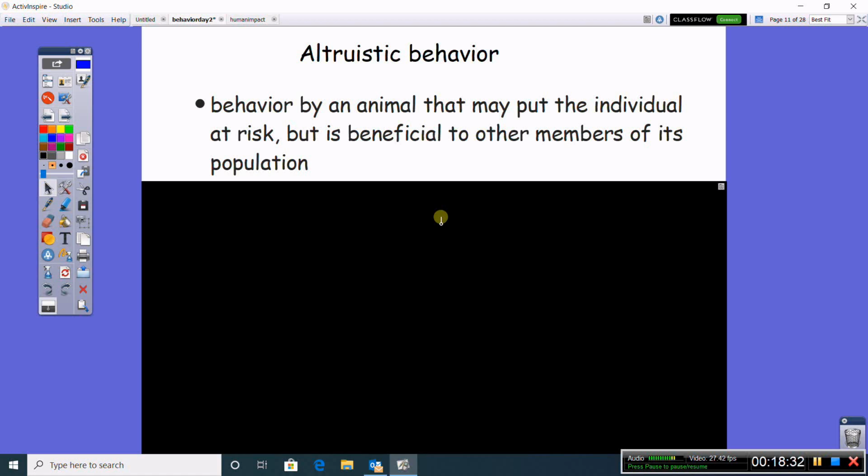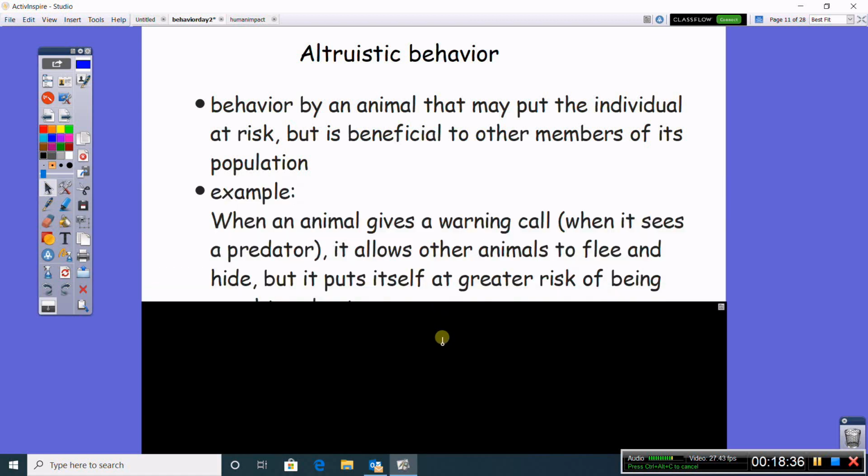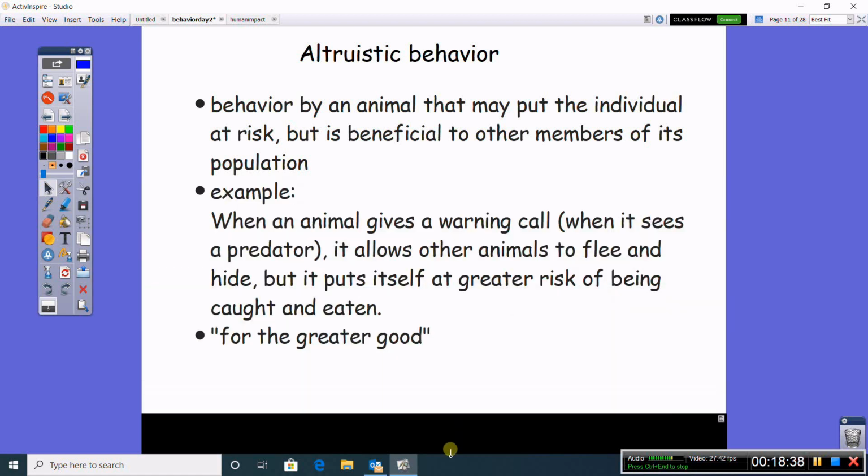So you're sort of doing this for the greater good. You're sort of taking one for the team. But again, it doesn't mean that you have to die. The classic example for this is when an animal gives a warning call, like when it sees a predator. That's going to draw more attention to that animal and put it more at risk of being eaten.